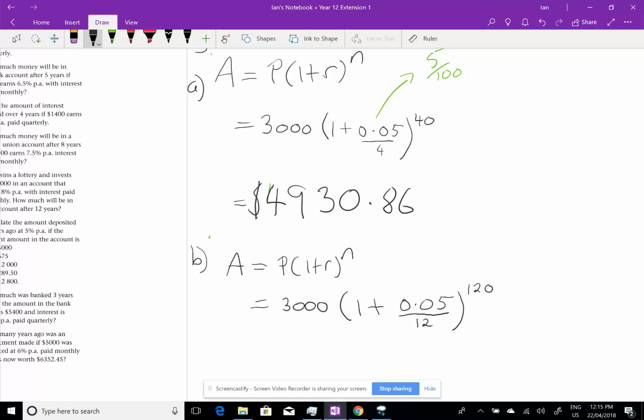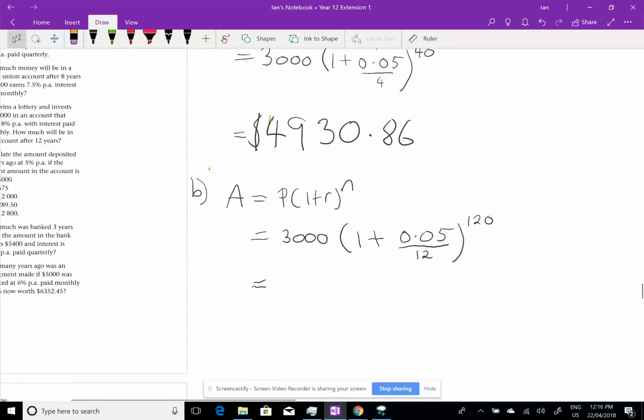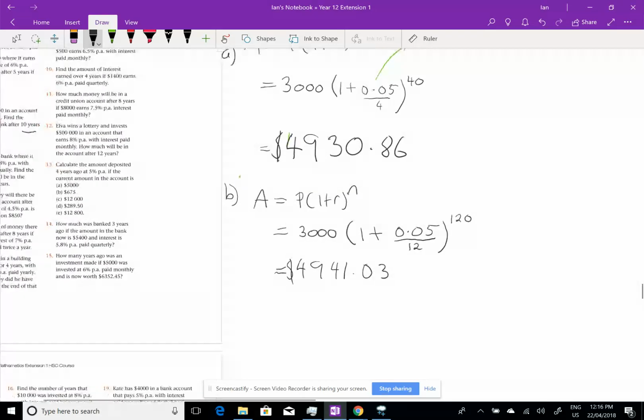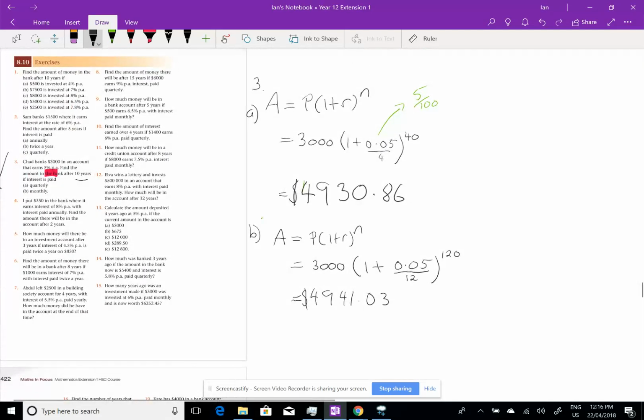And I can just backtrack on my calculator now. I don't have to re-put it all in. And I get 4,941. Ooh, an extra $11. Well, a little bit less because it's 3 cents. All right, so it does make better sense to have your interest calculated more often. And that's sort of an obvious statement.